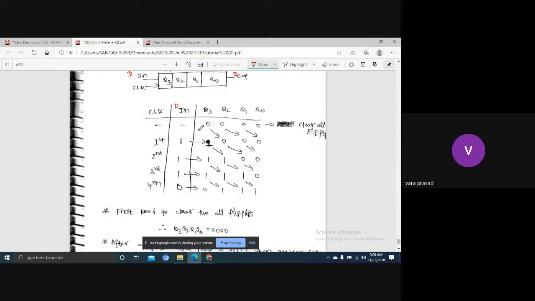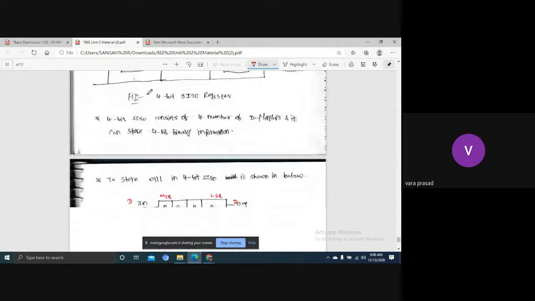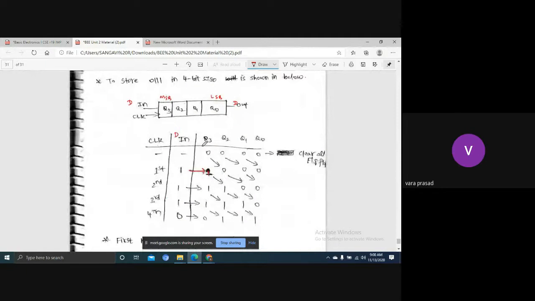First, listen carefully. I apply the first clock pulse with D in equal to 1. D in will be stored at Q3. Previously Q3 stored 0, and that 0 will come at Q2. Previously Q2 held 0, and that 0 will come at Q1, and that 0 will come at Q0.